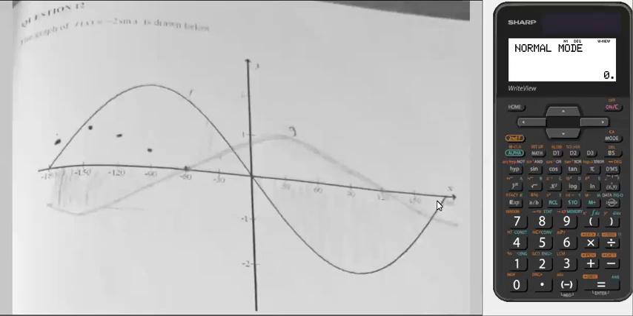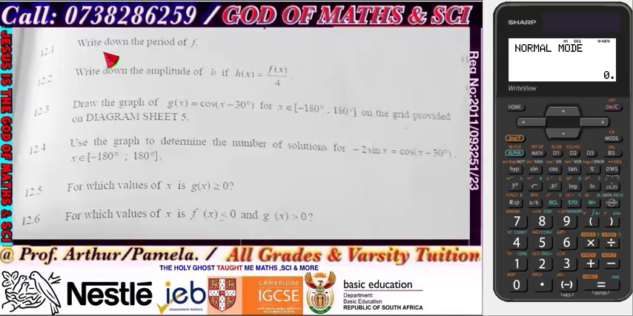All right, so I have a question here given to me. It says the graph of f of x equals negative 2 sine of x is drawn below. So we can trace the graph, it is the solid black one, that one there. Now, the first thing they say is write down the period of f.